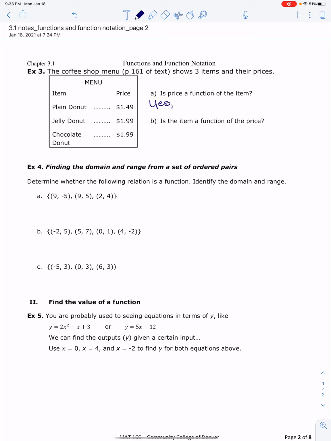So yes, and we want a little explanation. Given item, there is only one price.